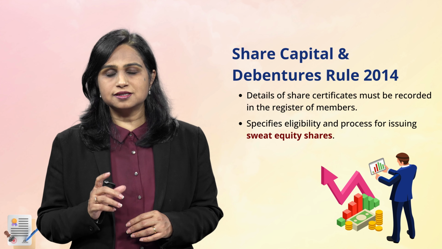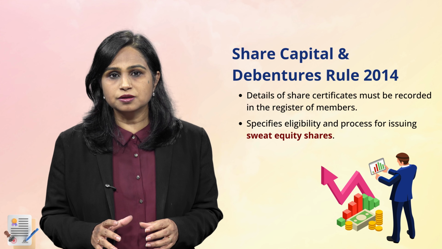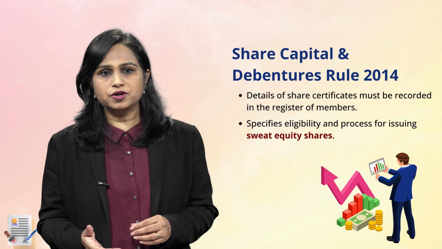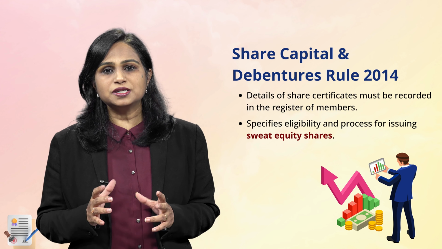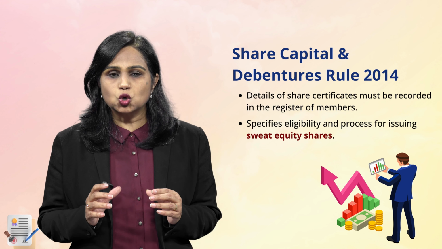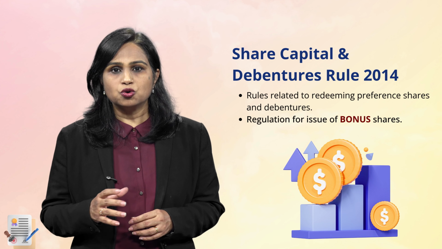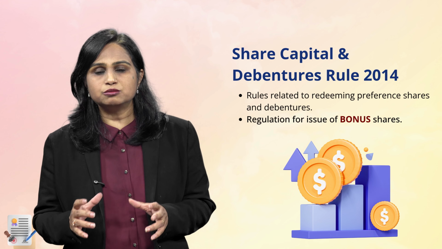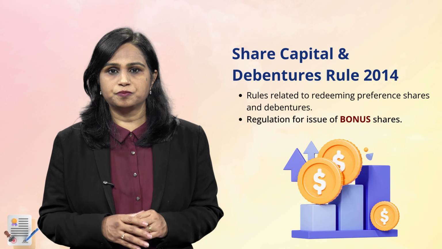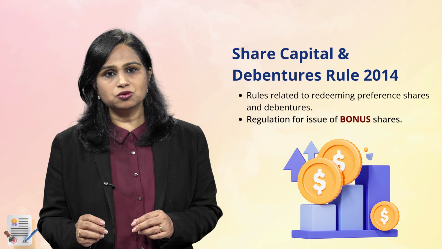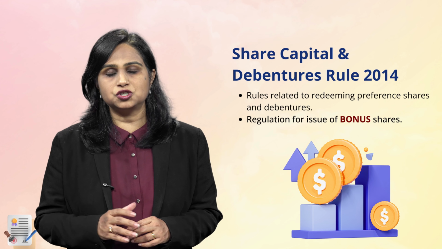This rule also lays the specification for the issue of sweat equity shares, specifying which companies can issue sweat equity shares and which companies cannot. The process of issuing sweat equity shares is also specified in this rule. Furthermore, rules related to issue and redemption of preference shares and debentures are also laid down here. This rule also talks about the regulations which the company should follow for the issue of bonus shares.